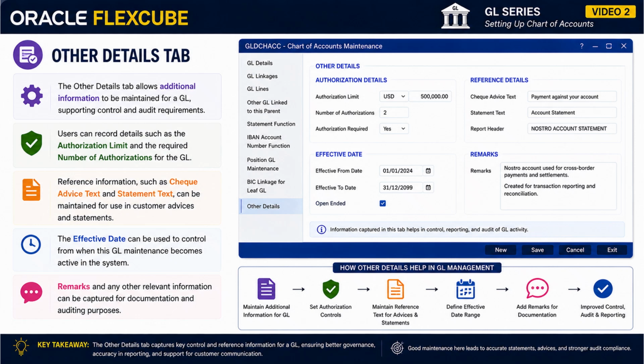Viewing chart of accounts details. After chart of accounts records have been maintained, their details can be viewed through the chart of accounts maintenance summary functionality. The summary provides information that helps users identify and retrieve maintained GL records. From the summary, a selected record can be opened to view its detailed maintenance information. This makes it easier to review the GL configuration without navigating manually through the complete hierarchy.